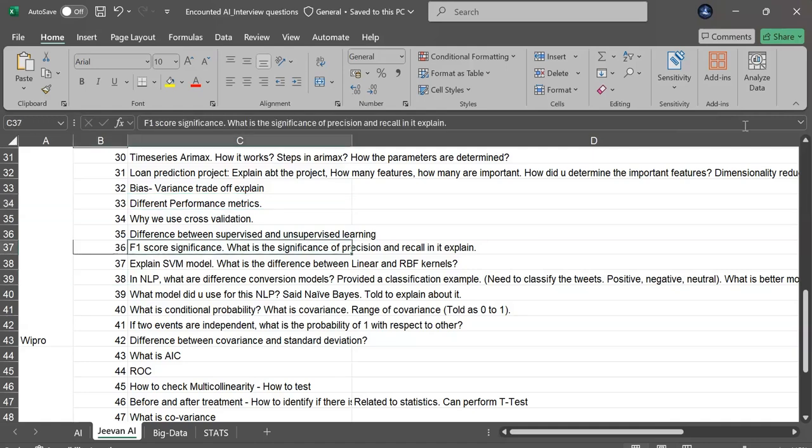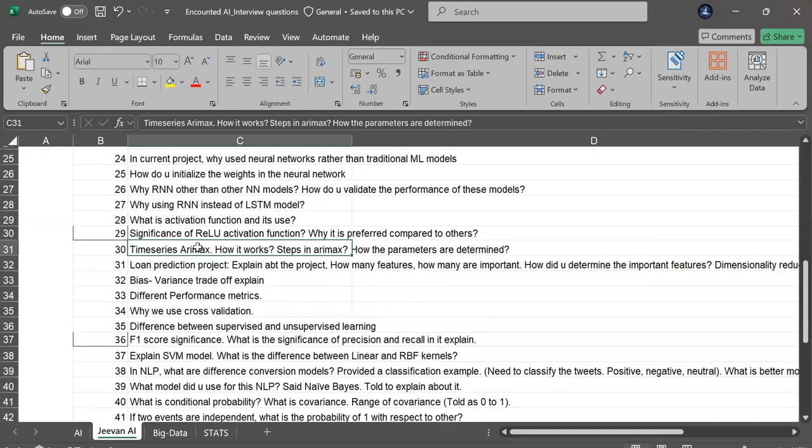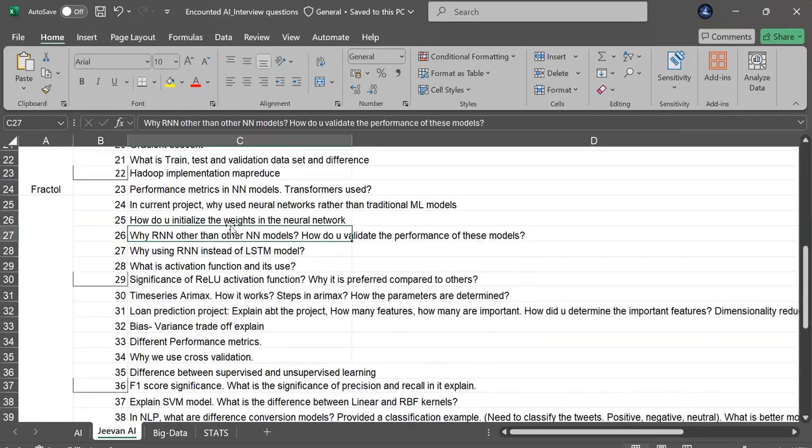Okay, now, different performance metrics. How many performance metrics? Two. Regression performance metrics and classification. In regression: R squared, adjusted R squared. In classification: confusion matrix. Time series, what is the ARIMAX model? Why use RNN instead of LSTM model? Why RNN other than neural network model? How do you initialize the weights in a neural network? In the current project, why use neural networks rather than a traditional ML model?